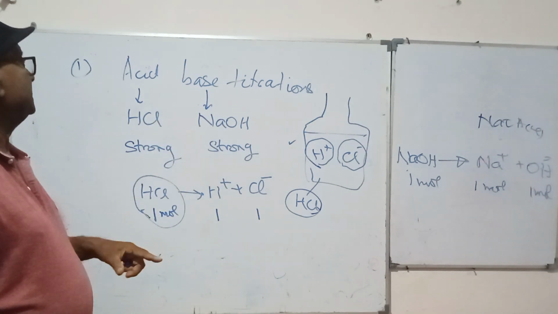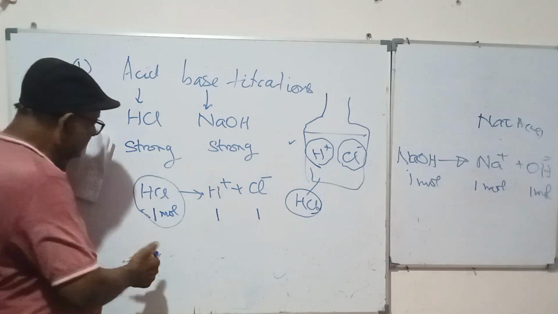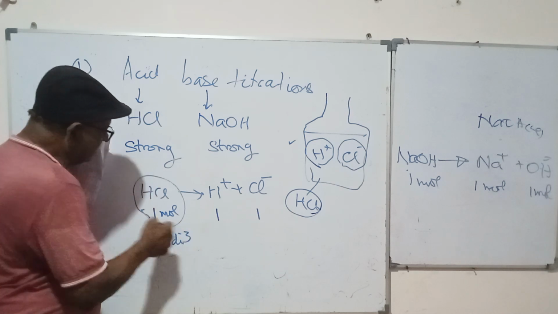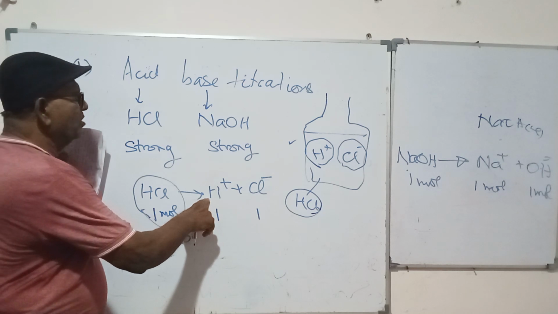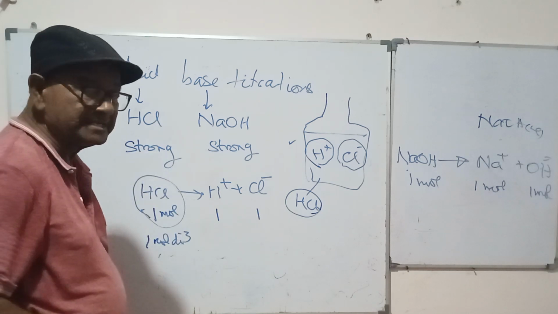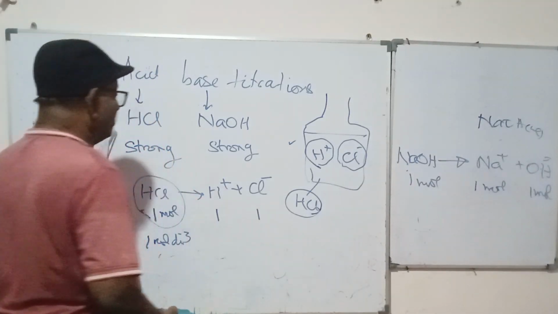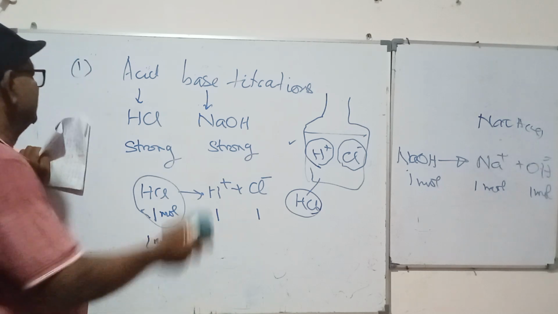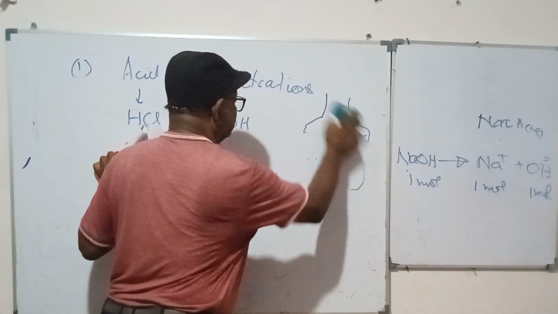Then the first titration is the strong acid, strong base titration. If we take a 1 mole per cubic decimeter aqueous solution of HCl, it has H plus ions also 1 mole per cubic decimeter, and Cl minus ions also 1 mole per cubic decimeter. This is the property of the strong acid. A strong base is also the same, right? Then the first titration is the strong acid, strong base titration, right?